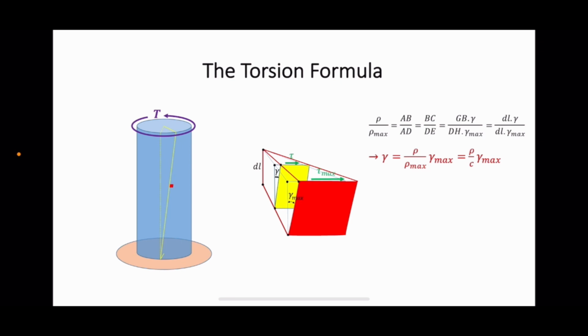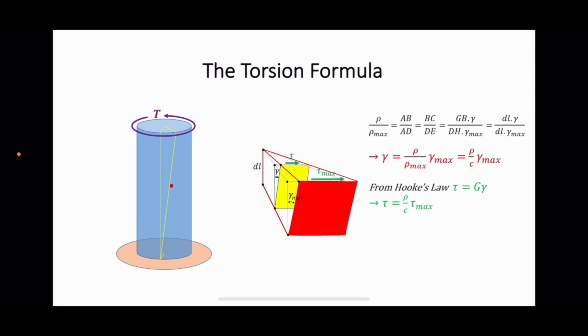From Hooke's law for shear, we can see the linear relationship also between the distance rho and the shear stress tau. So now if we can find the value of the maximum shear stress, we will be able to determine the shear stress at any point on the shaft's cross-section. That is what we will do next.